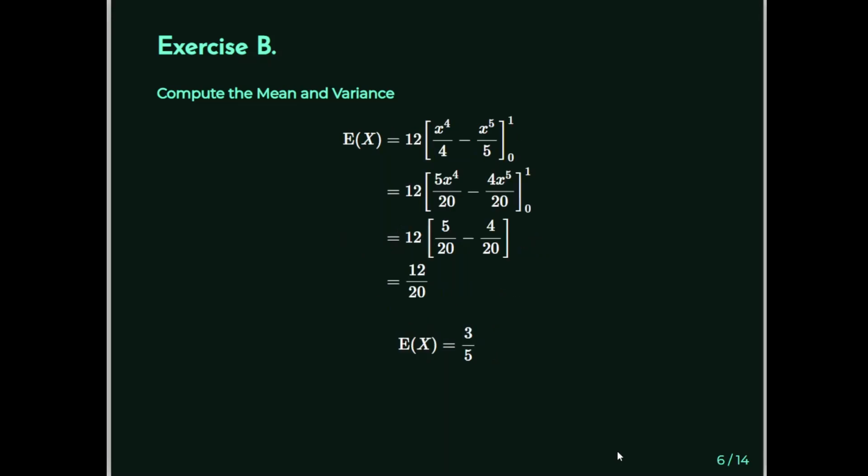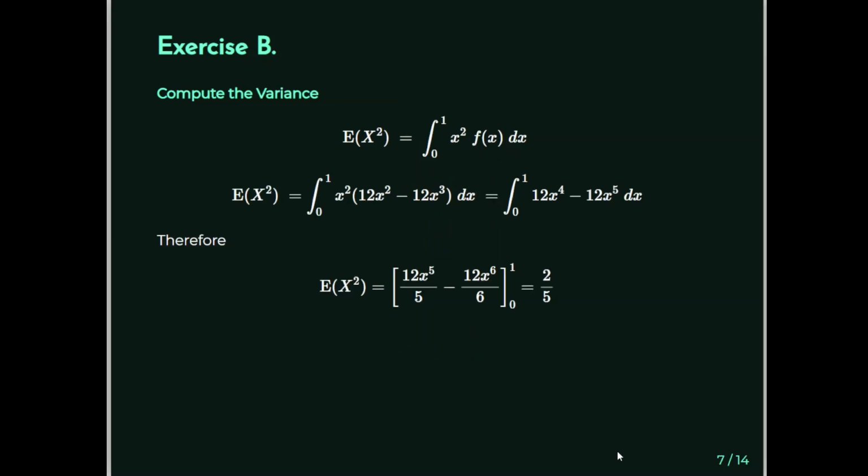Just to make it easier to follow, algebraically it ends up as 12 times 5 over 20 minus 4 over 20. That is 12 over 20. So the expected value is 3 over 5. I'll just gloss over the detail there, but hopefully you should be able to evaluate definite integrals like that for relatively straightforward expressions.